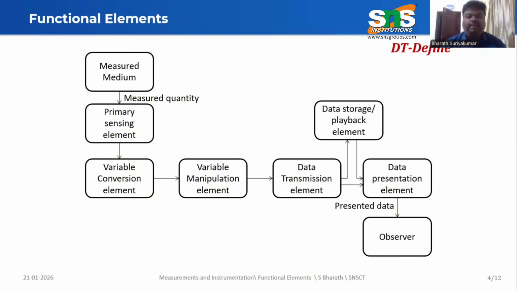What is variable manipulation element? So variable manipulation element is the next part of the variable conversion element. This variable manipulation element converts the variable converted data into the form which is required. For example, if we get an analog data which is of a lower value, this variable manipulation element can amplify the variable conversion output and give it to the next stage of the process.